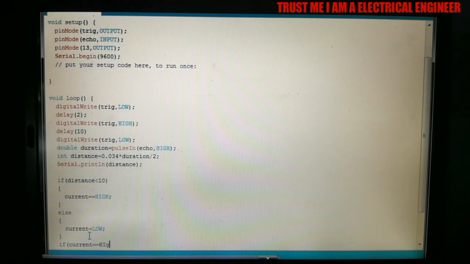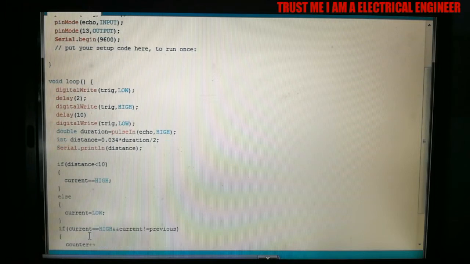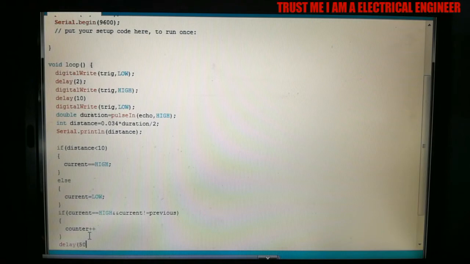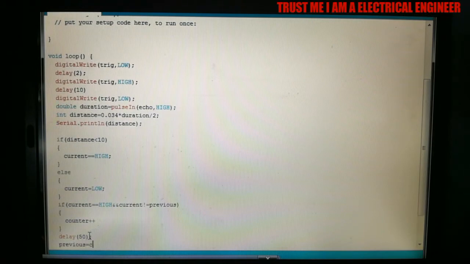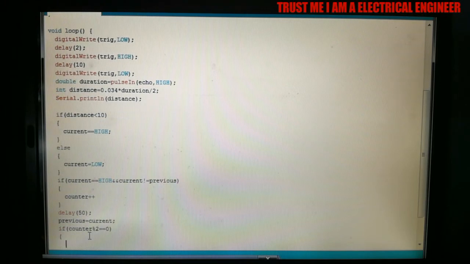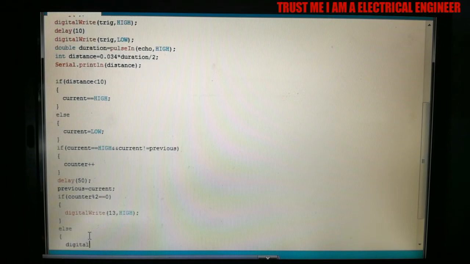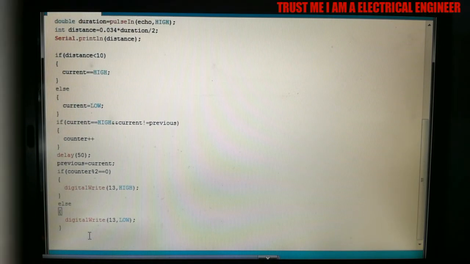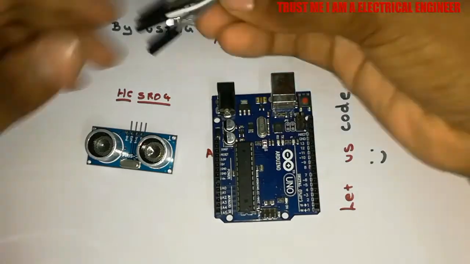If the distance is less than 10, the current state goes high, else the current state goes low. If the current state is high and the current state is not equal to the previous state, then the counter adds one. And if the previous equals current, then if the counter is an even number, the LED goes high, and if the counter is odd, the LED goes low.